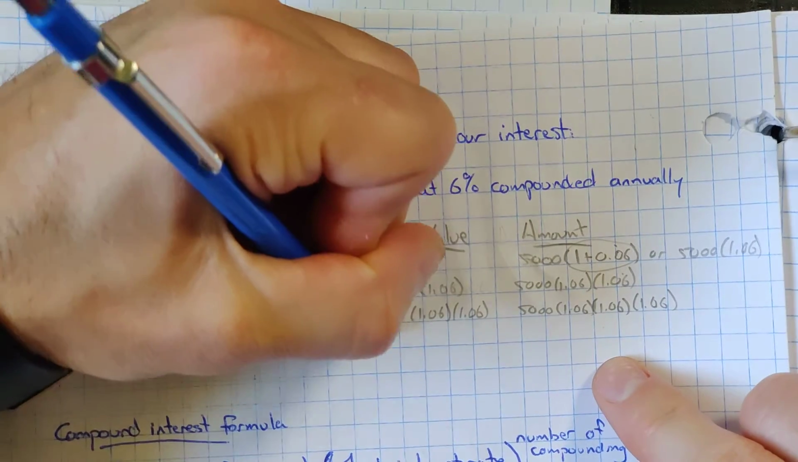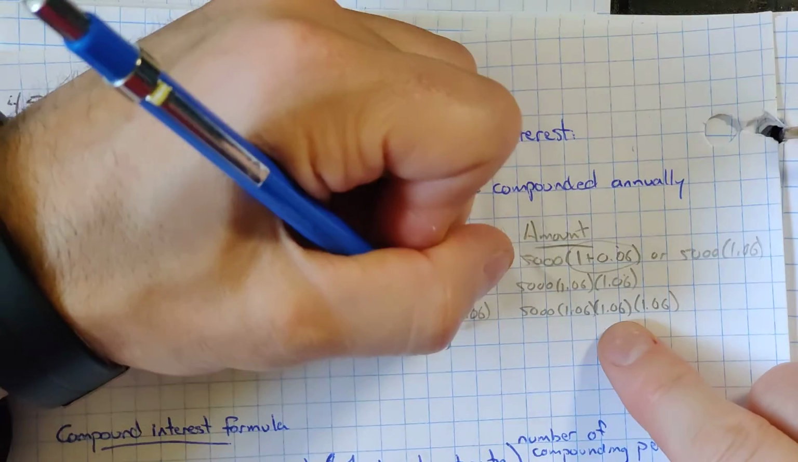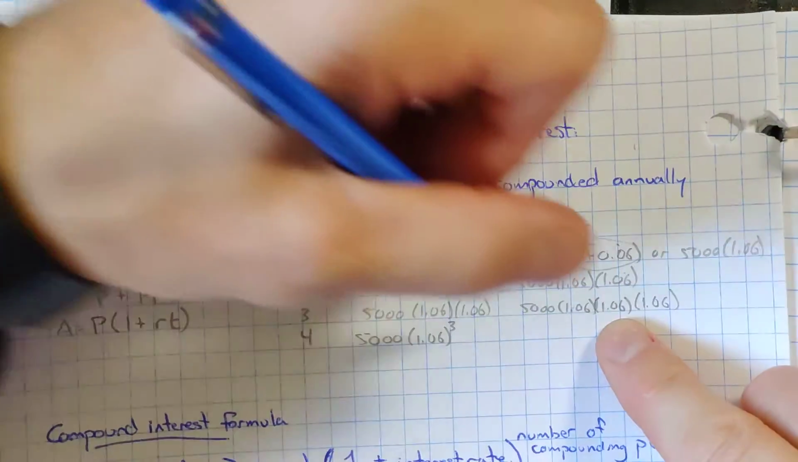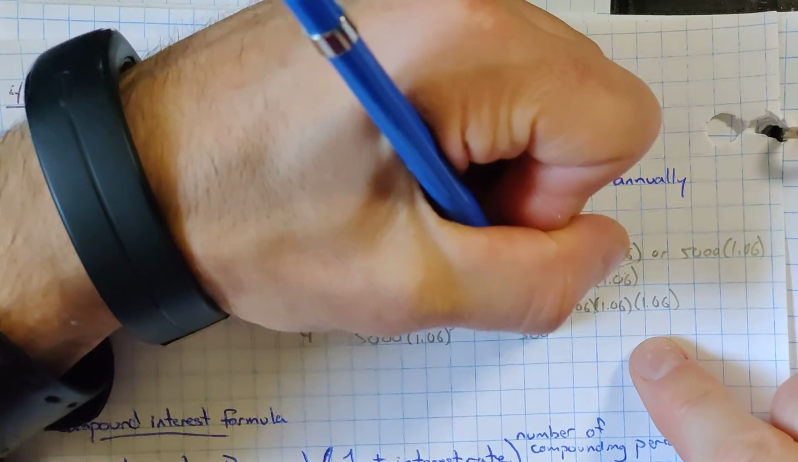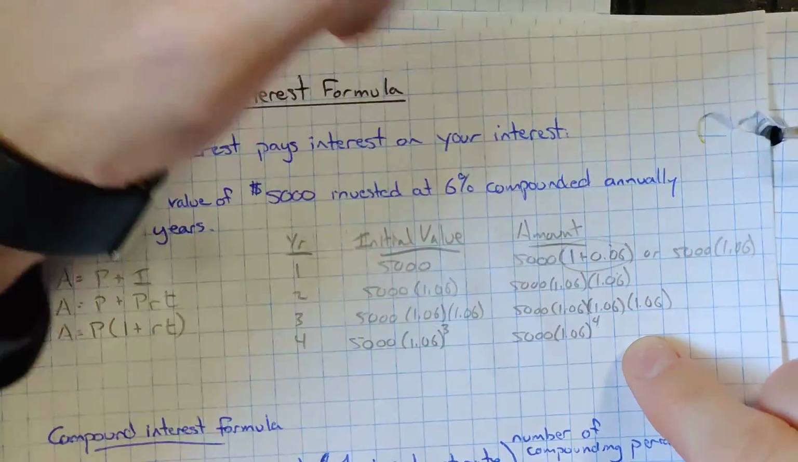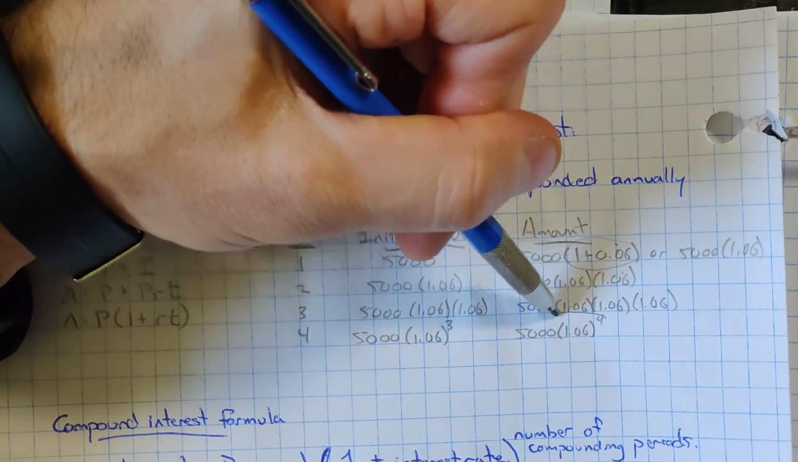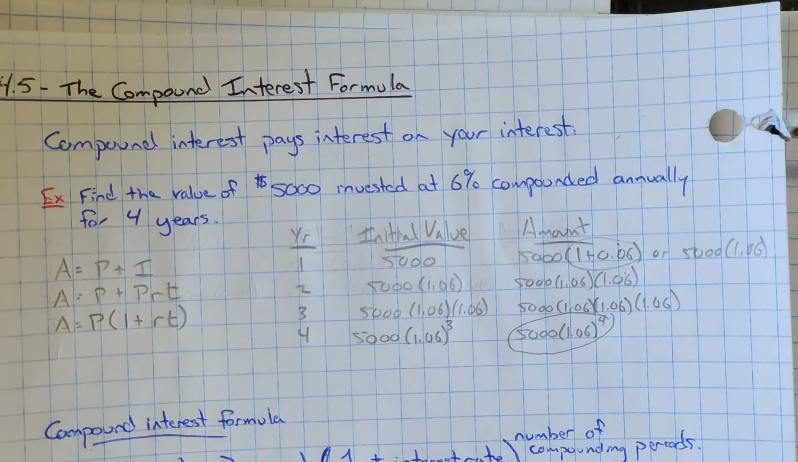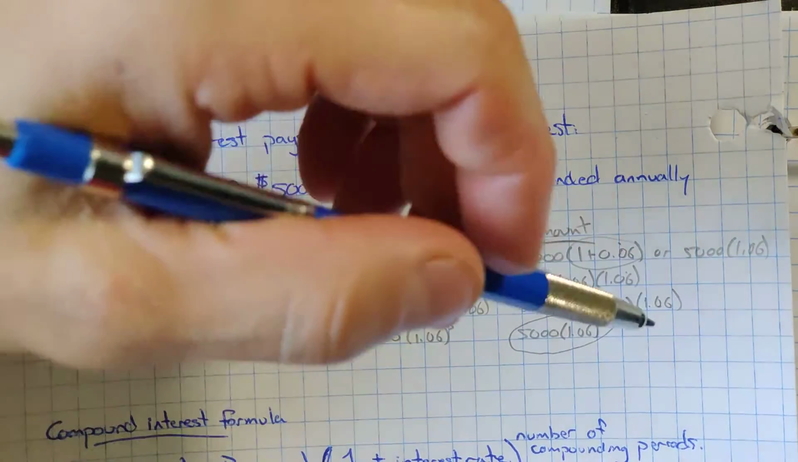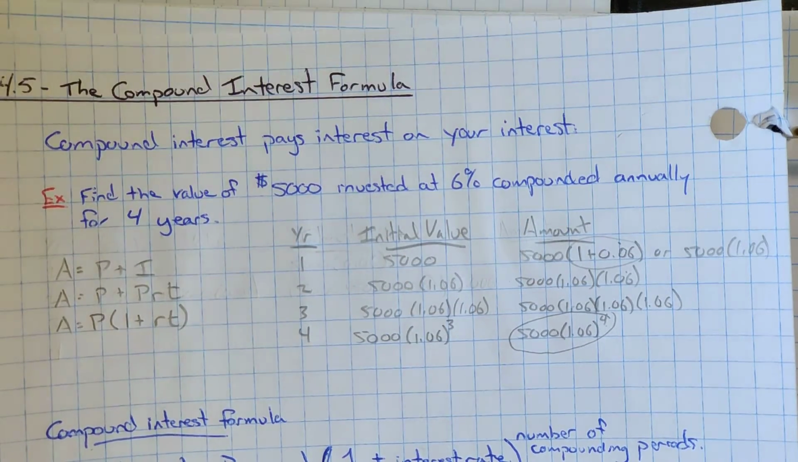So 5,000 times 1.06, that's just to the power of 3. This next year, 5,000 times 1.06 would be to the power of 4. That is how we can figure out our compound interest. The 1 plus the interest rate to the power of the number of years. And that is the formula in general.